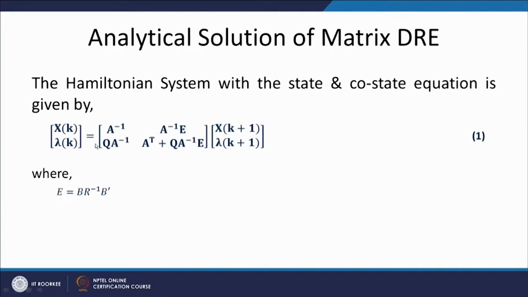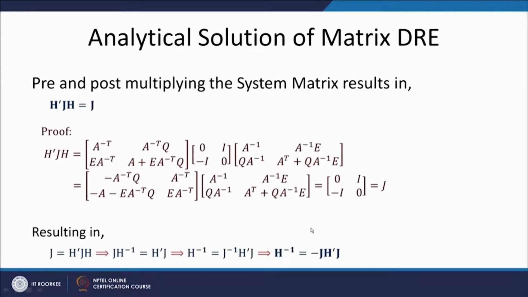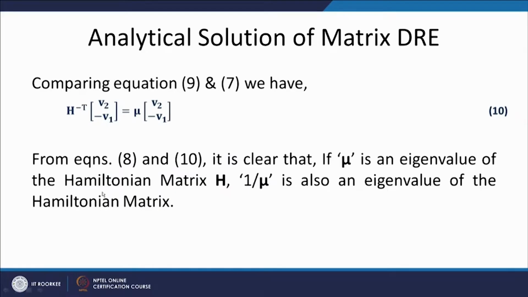So, in the previous class we have seen that we can give the name H to this matrix. Then we have shown that with the transformation J, with a null matrix of n by n and an identity matrix of n by n, we can define J as a 2n by 2n matrix, where J inverse is minus J, and we got H inverse equal to J H J inverse. Using the H inverse relation, we have shown that if mu is an eigenvalue of the matrix H, then 1 upon mu is also an eigenvalue of the matrix H. So, this means mu and 1 upon mu are the eigenvalues of matrix H.